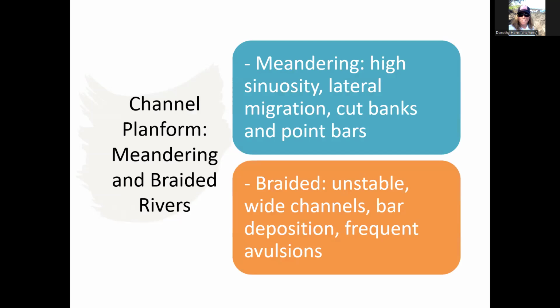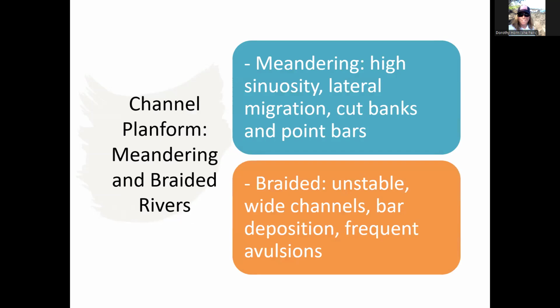So we have these meandering and braided rivers. Meandering has a really high sinuosity. You see lateral migration, right? Like it kind of spreads out. You'll see those big cut banks and point bars.